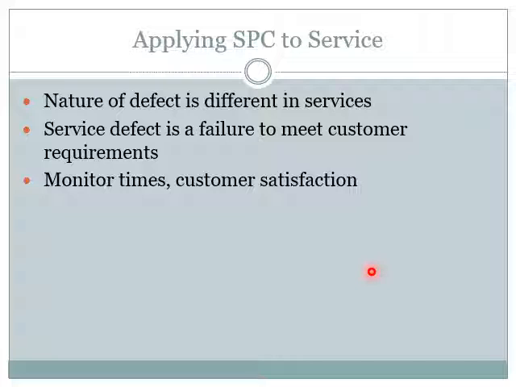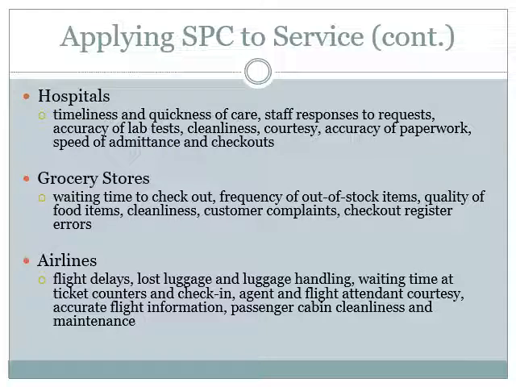Now, in case we want to apply statistical process control to services, we realize that the nature of defect is different in services. We'll discuss subsequently what are the services. And what is a service defect? It is failure to meet the customer requirements. And in this case, we monitor times and customer satisfaction. So we'll try to understand through various examples.